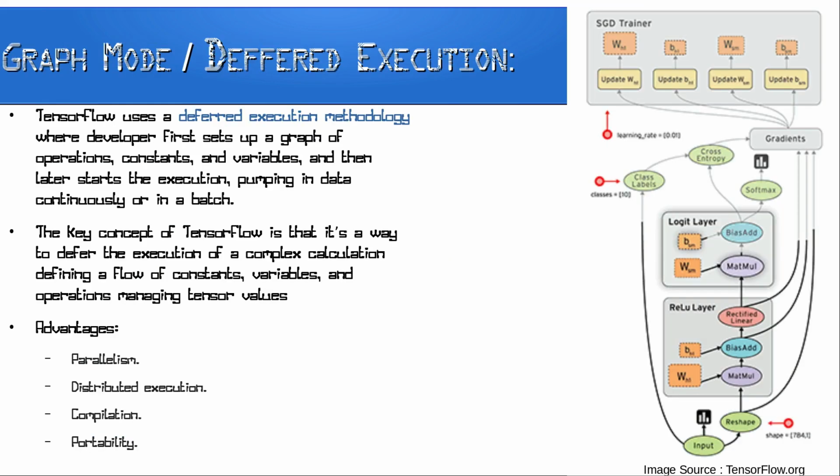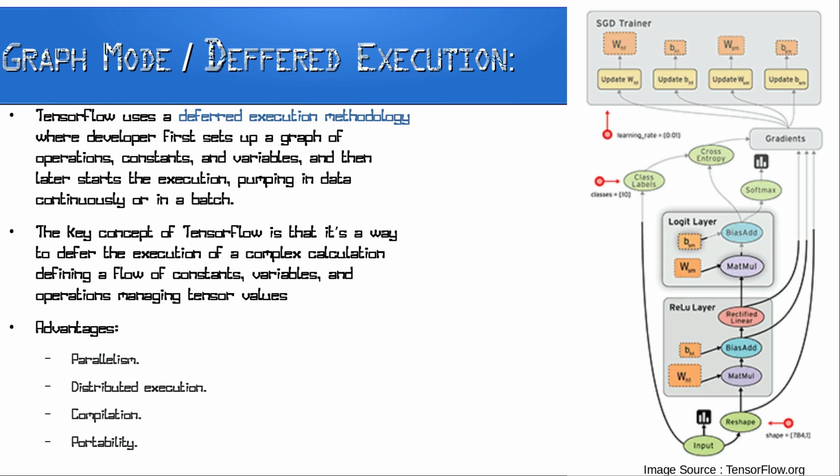TensorFlow follows a deferred execution methodology. We initially set up a graph of how the computation should take place and later start the execution. Execution here refers to pumping in data continuously in batches. More about that later. TensorFlow uses a data flow graph to represent the computation in terms of the dependencies between individual operations expressed as nodes in a data flow graph. This leads to a low-level programming model in which the developer first defines the data flow graph and then creates a TensorFlow session to run parts of the graph across a set of local and remote devices.